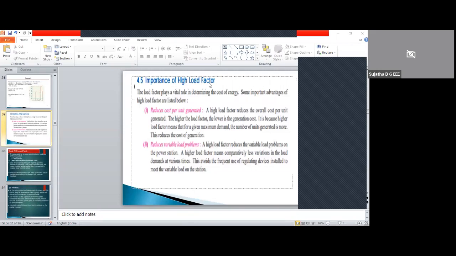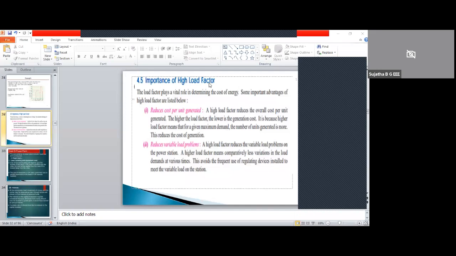So what are the advantages of using high load factor? See, it reduces the cost per unit generated. You have to understand per unit. 1 unit means 1 kilowatt hour. In your electricity bill, it will be mentioned. For example, you have consumed 100 units. 100 units means 100 kilowatt hour of energy you have consumed. 1 unit means 1 kilowatt hour. So high load factor reduces cost per unit generated.